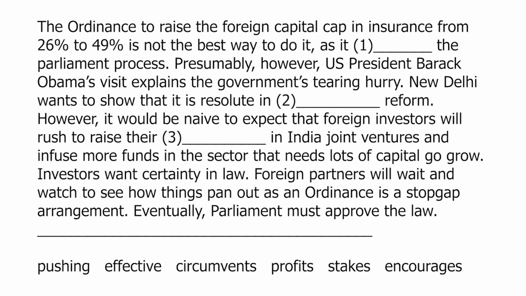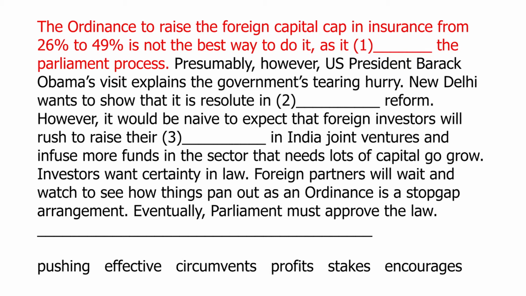So as you can see, we've got the passage and we have the gaps underneath. The first thing you have to do is scan the gaps. We've got pushing, effective, circumvents, profits, stakes, and encourages. Now, we need to solve the first gap. So let's together read the first sentence. The ordinance to raise the foreign capital cap in insurance from 26 to 49% is not the best way to do it, as we've got the gap, the parliament process. So what would be the answer?